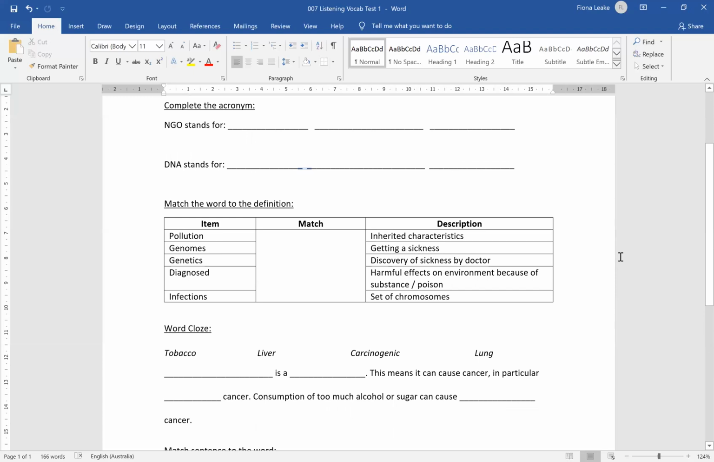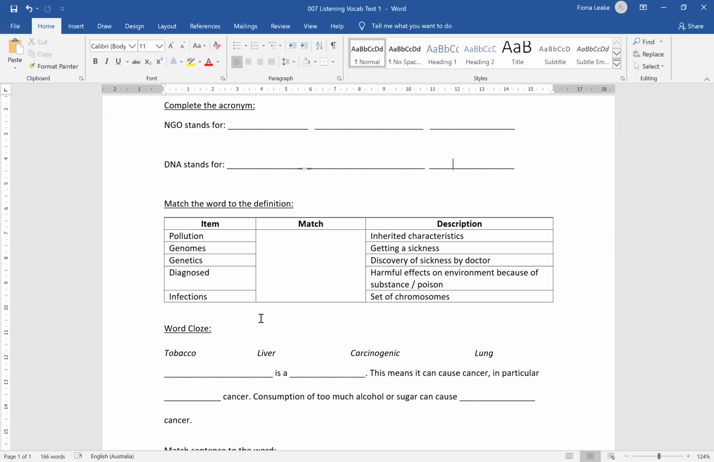I now would like you to match the word to the definition. So we've got 1, 2, 3, 4, 5 words, and we have the definition on the right-hand side. So the words that we have are pollution, genomes, genetics, diagnosed, infections. Please note you need to get used to listening to these words because it is part of the listening test. So pollution, genomes, genetics, diagnosed, and infections. Let's match them to the description.